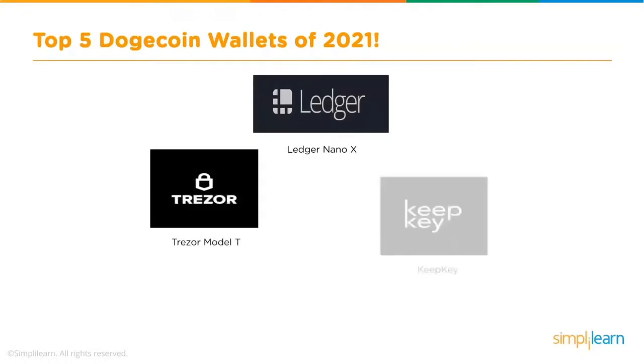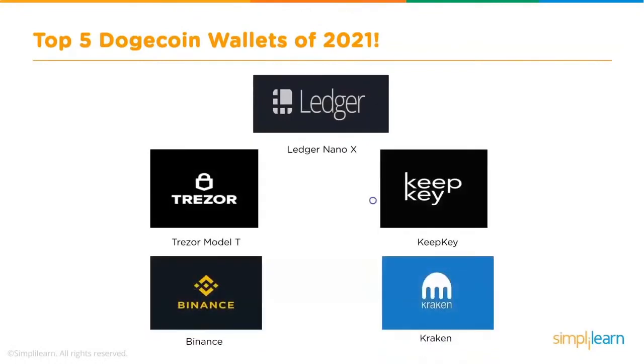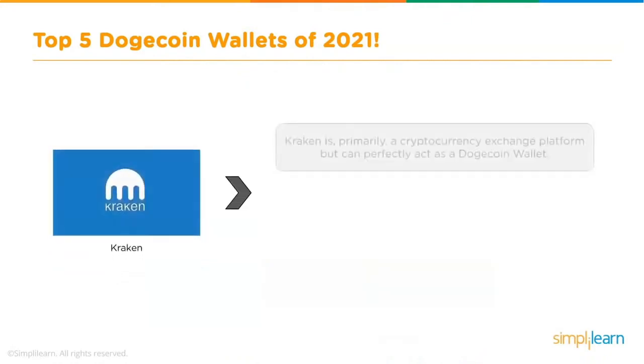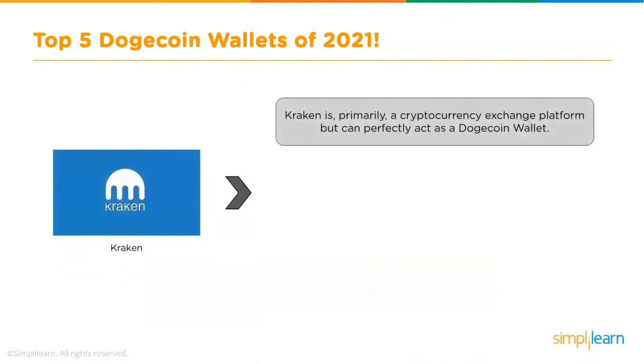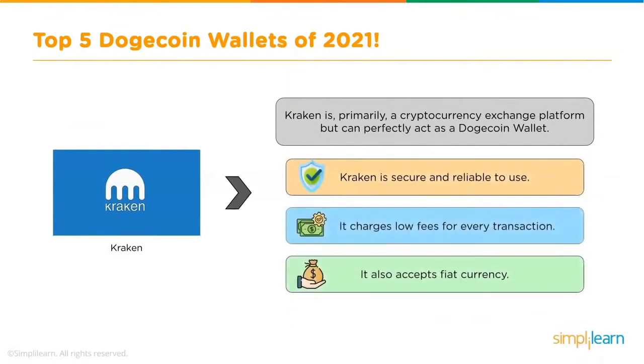Ledger Nano X, Trezor Model T, Kipkey, Binance, and Kraken. Kraken is primarily a cryptocurrency exchange platform but can perfectly act as a Dogecoin wallet. All you need to do is to register and then buy some Dogecoins. It is a very secure and reliable cryptocurrency exchange platform. It charges a very low fees for every transaction taking place on it, and it accepts a pretty decent amount of fiat money.